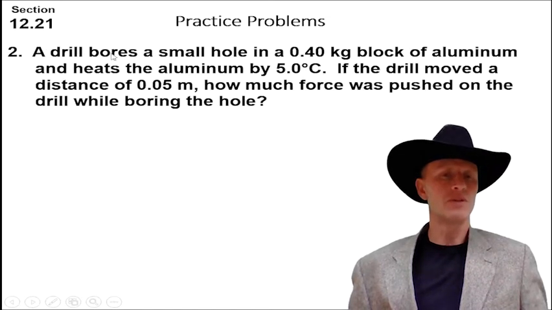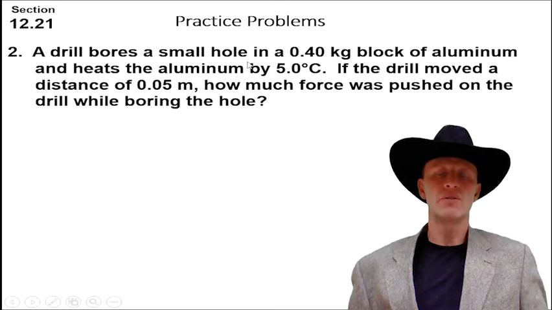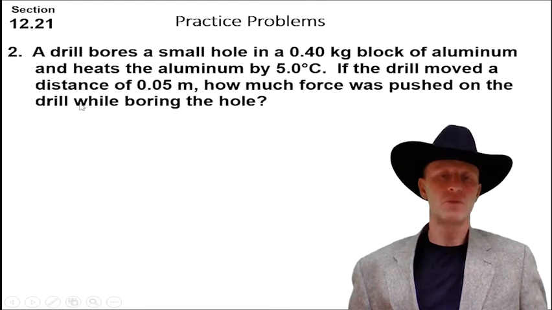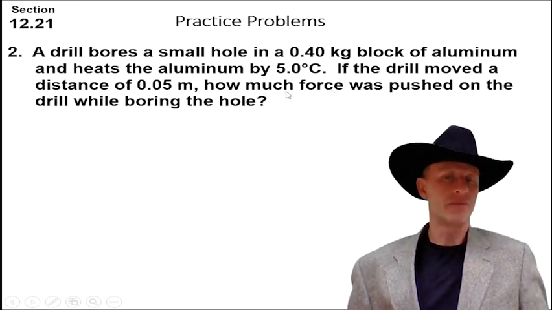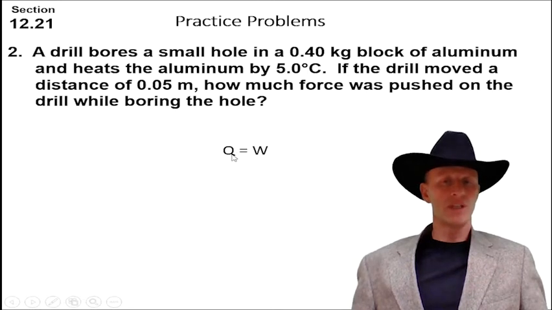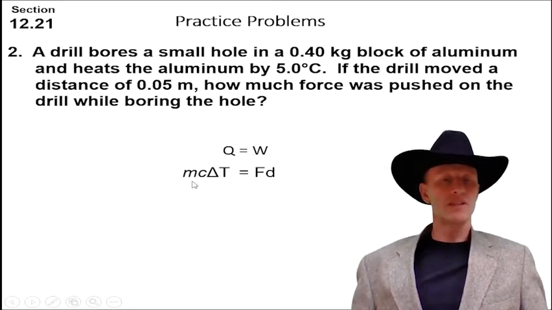Let's look at another problem. A drill bores a small hole in a 0.4 kilogram block of aluminum and heats up the aluminum while doing this. If the drill went this distance, force is involved, how much force was pushed on the drill? It says distance and force. I'm thinking work. What other form of energy is talked about in this problem? Well, this right here indicates a temperature, degrees C, temperature, Q. So we have two formulas identified, and we're assuming all of the work went into the thermal energy. So in this problem, we could say mc delta T equals force times distance.